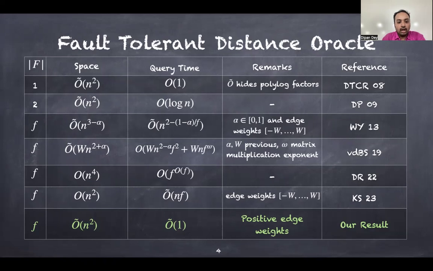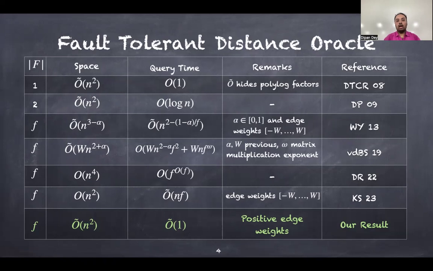Also, the KS23 paper takes only polylog factor less space than us, but the query time required for a particular F, if you fix some particular F, is also big O tilde n. So that's why our oracle is nearly optimal, because it is optimal up to a polylog n factor for both space and query time.